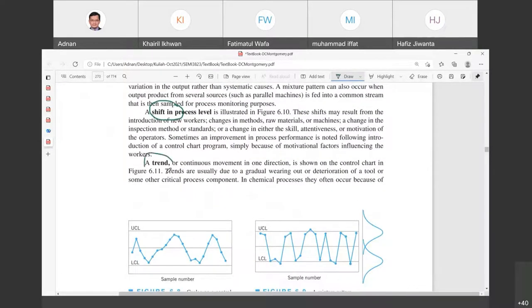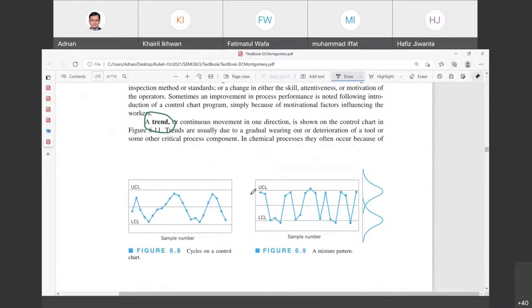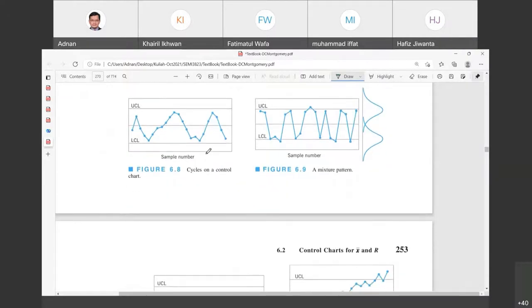These are contributed by different sources. Graphically, we can see here this is within the control limit, but it is showing like this. So this is a cycle. What is causing this cycle? As I said just now, there are possibilities. It could be fluctuation in temperature. It could be something is loose. The joint is loose, so you need to tighten it again so that the wobbling goes back to the original state.